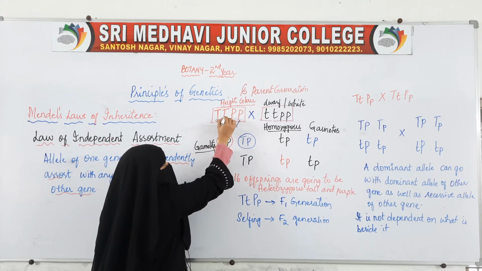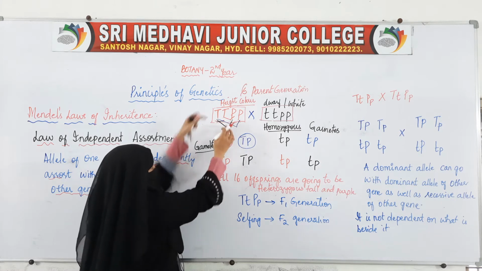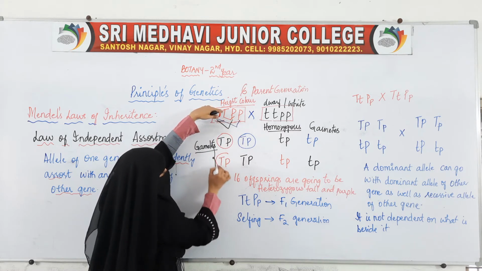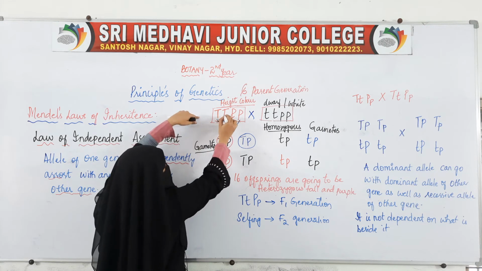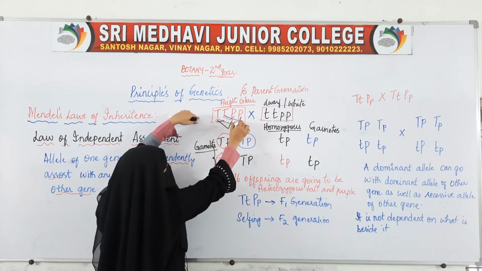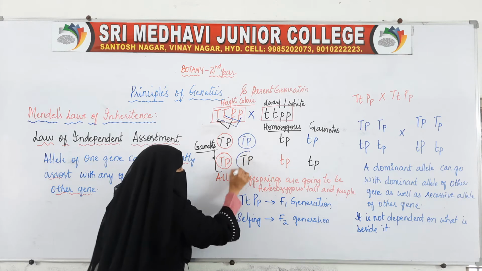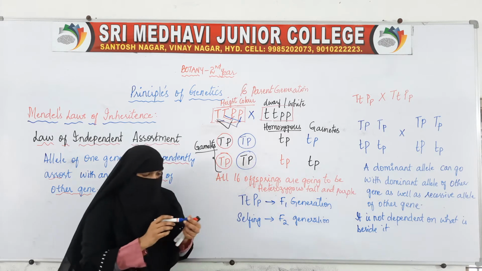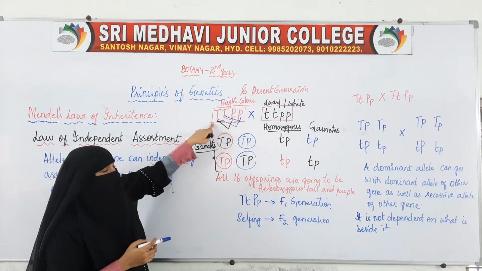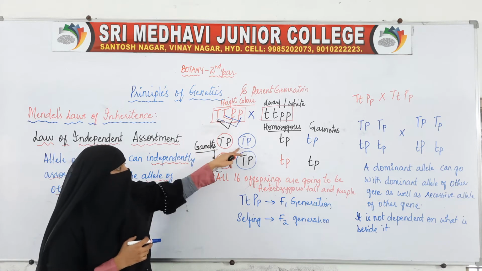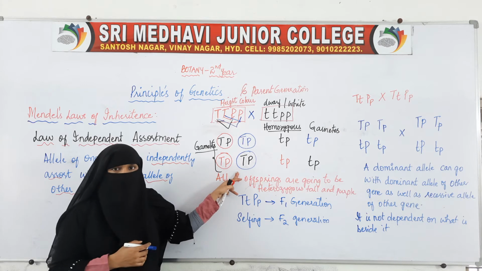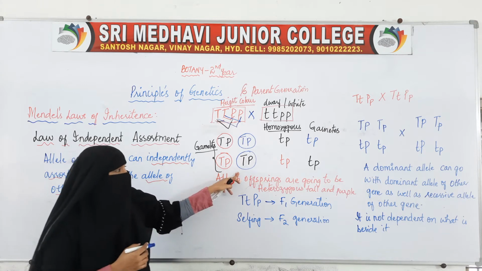So this will also cross with this one. So this T and this P, we have this gamete, and in the last this will also go with this T and this P. So we have this gamete. So four gametes will be formed from one parent which is having two characters. It can give four gametes.